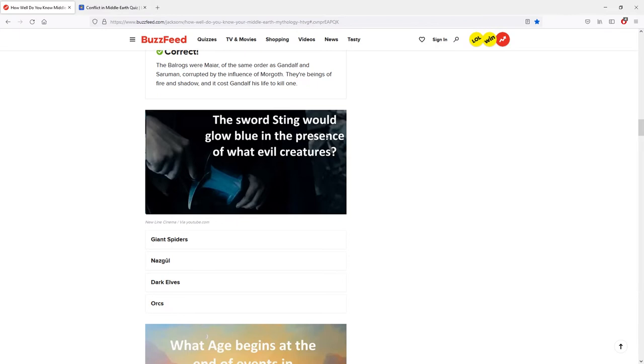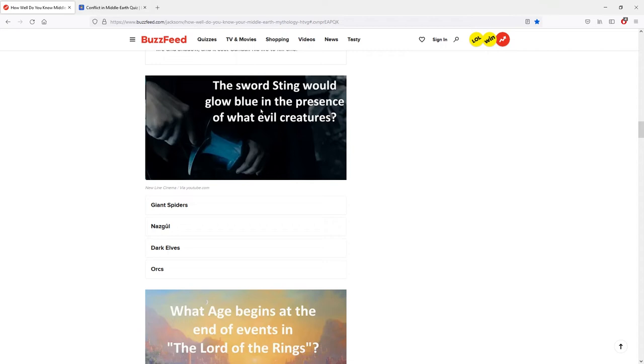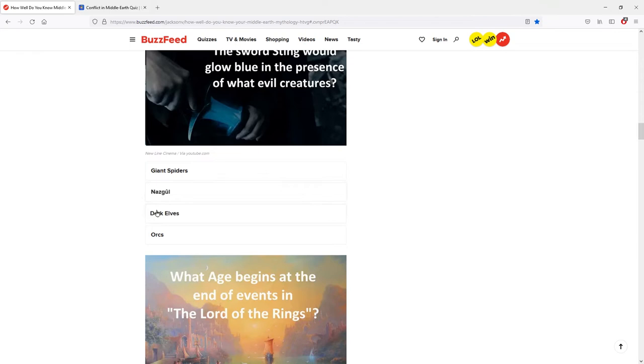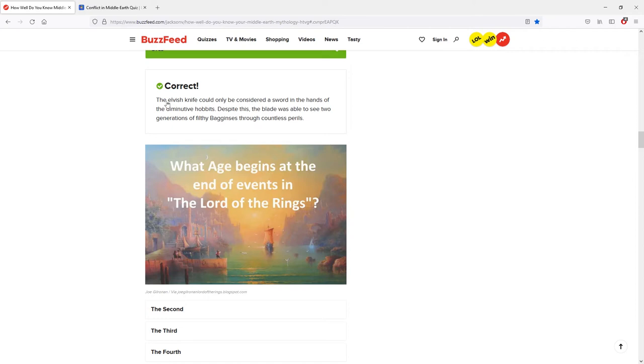The sword's thing would glow blue in the presence of what evil creatures? Giant spiders, Nazgul, dark elves, orcs. Has to be orcs. The elvish knife could only be considered a sword in the hands of the diminutive hobbits. Despite this, the blade was able to see two generations of filthy Bagginses through countless perils.